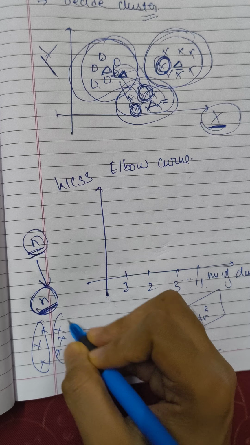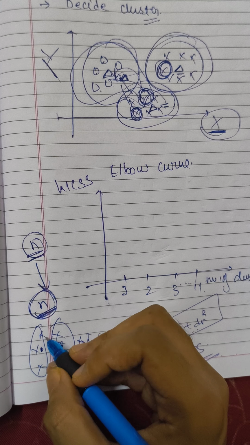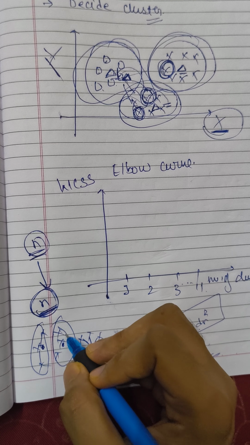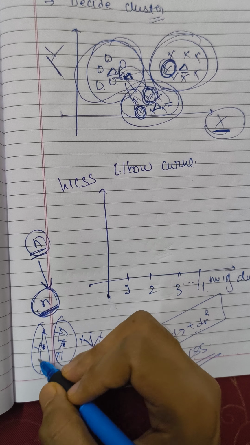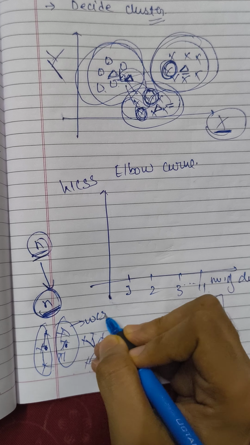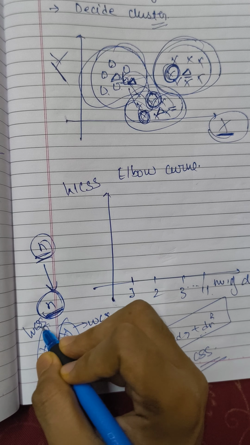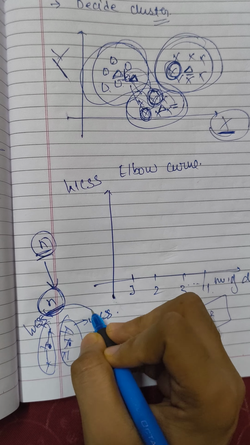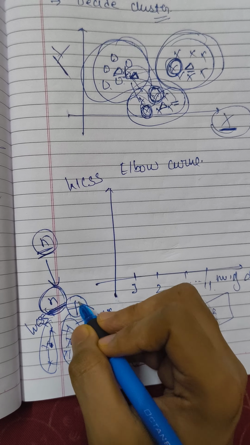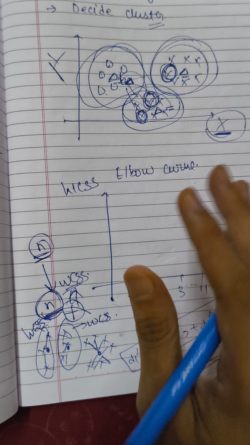Now suppose for these data points I decide that I will make two clusters. So I decide this and this. Here the centroid will be here, and the other centroid will be somewhere here. Again the same process, D1 square plus D2 square plus D3 square, D1 square plus D2 square plus D3 square. The WCSS value for this cluster will be calculated separately, the WCSS value for this cluster will be calculated separately, and then both of these values are added and we get the final WCSS value for number of clusters equal to 2.